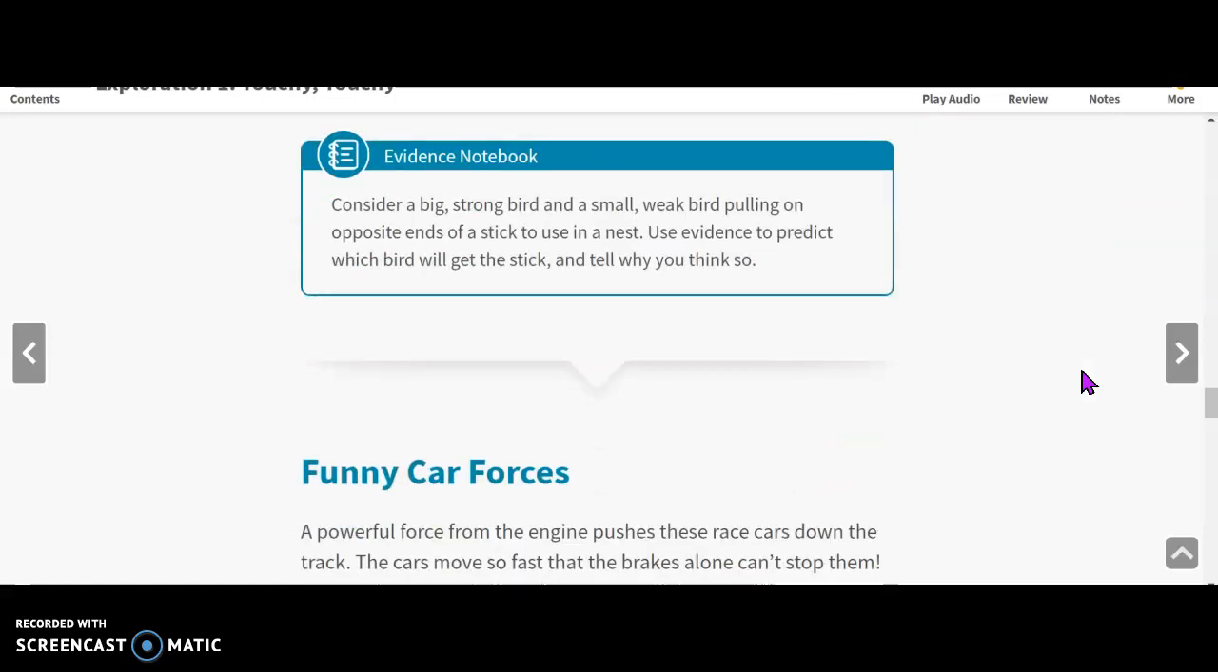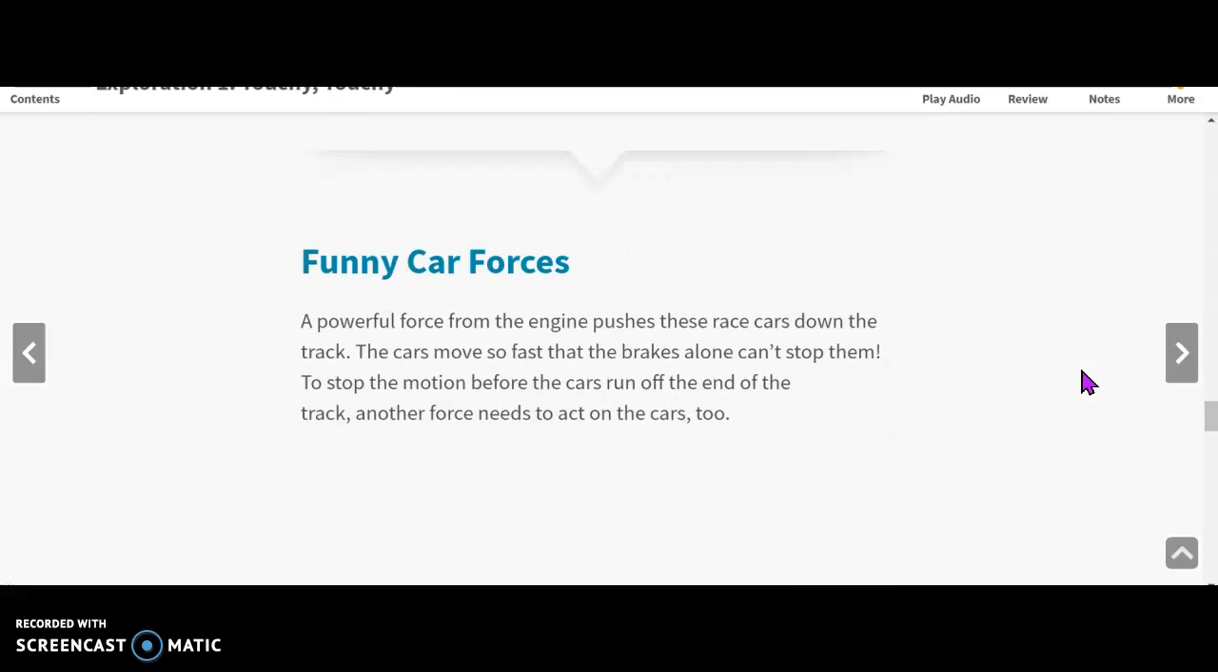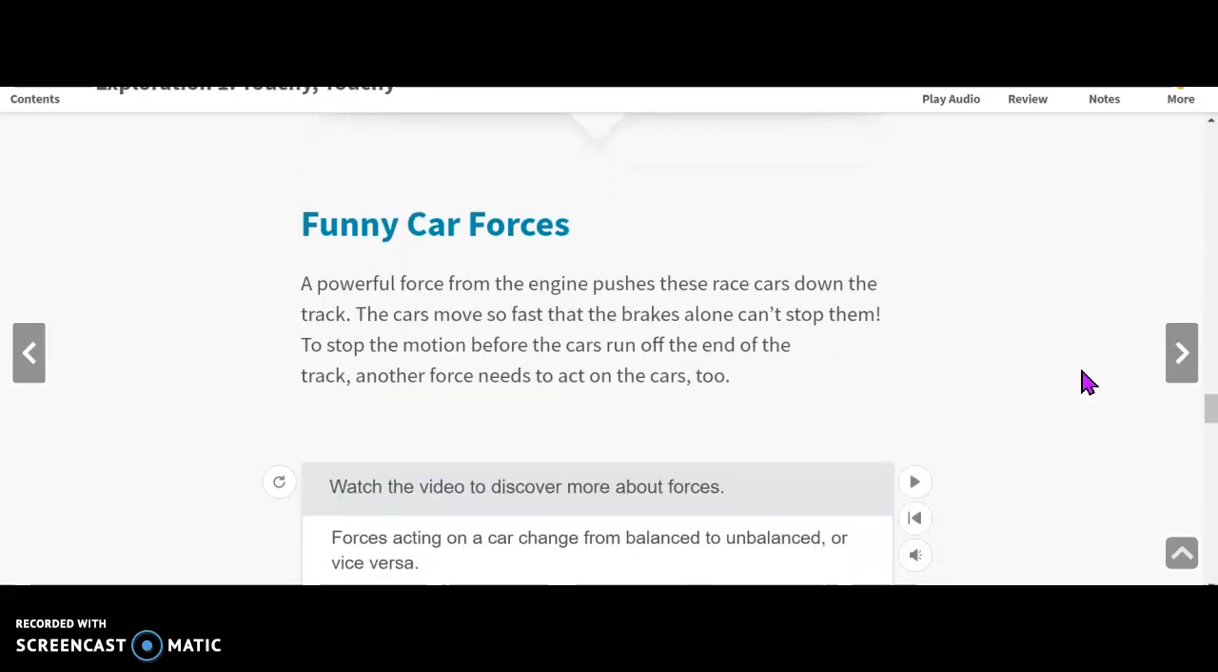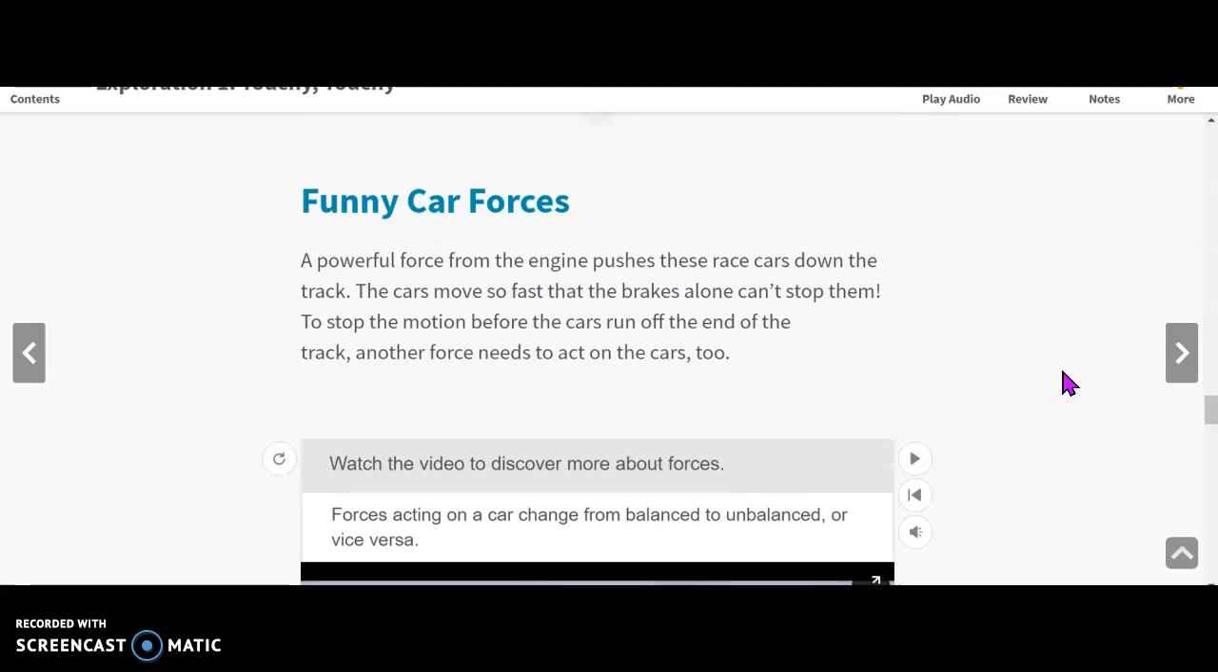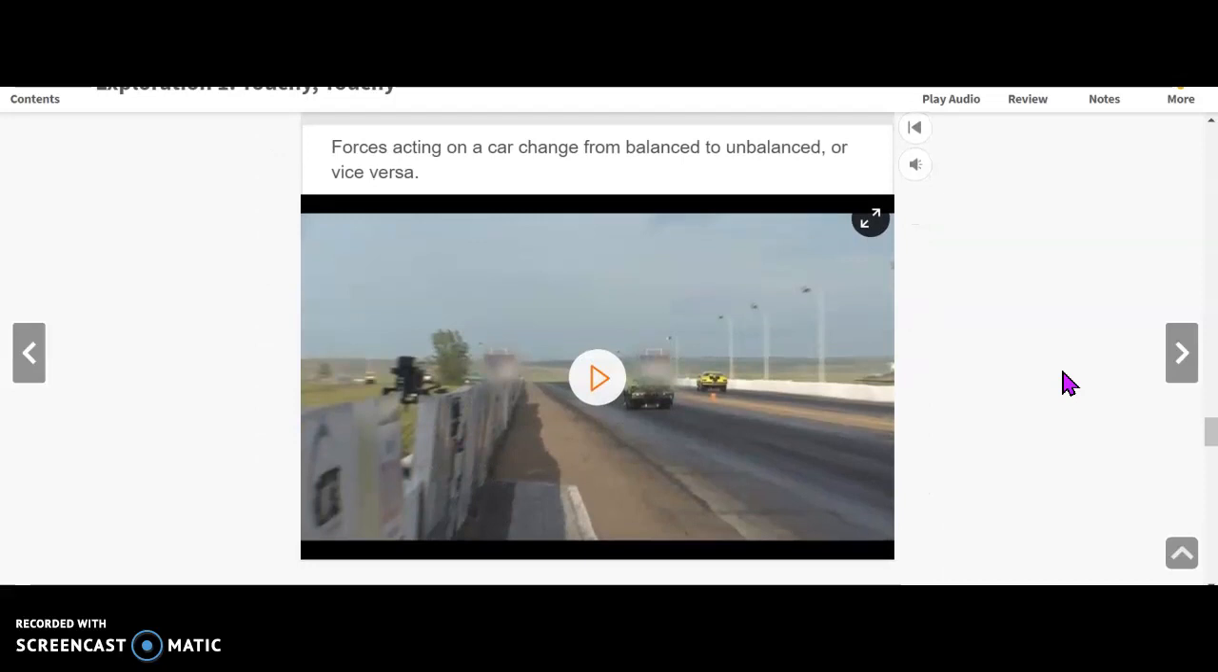On the top of page 92, it talks about funny cars. Funny cars is something really cool to research because they're actually made a little bit differently. So let's talk about forces in race cars. A powerful force from the engine pushes these race cars down the track. The cars move so fast that the brakes alone can't stop them. So think about that. The brakes in the car that slow the car down, they're going so fast that the brakes aren't enough. They need something else to stop them. So to stop the motion before the car runs off the end of the track, another force needs to act on the cars too. Let's watch this video.